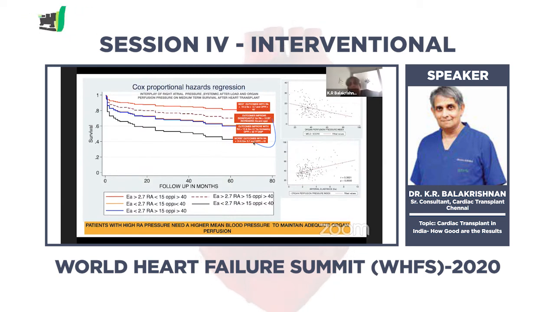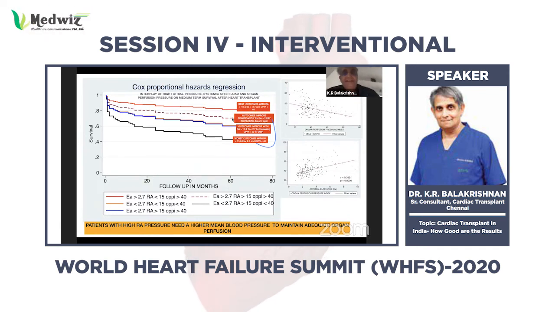The worst outcomes were seen in patients with RA pressure more than 15 with low systemic vascular resistance and organ perfusion pressure index of less than 40. So in these patients, if you were to improve the organ perfusion pressure index by either an IABP or other means, you can improve their outcome.